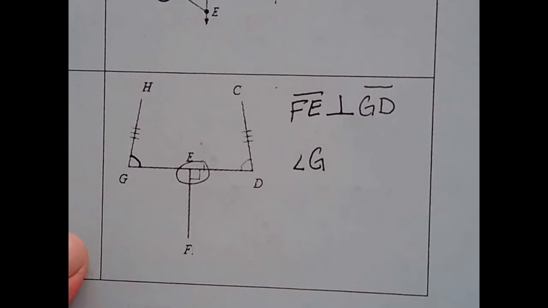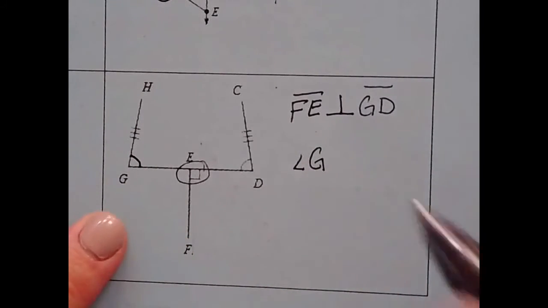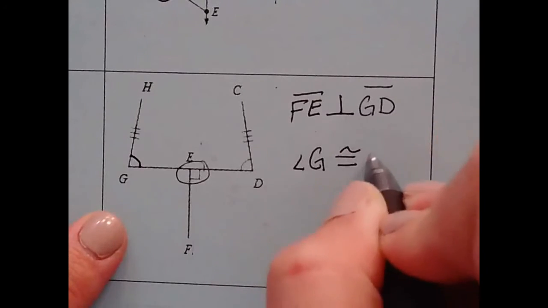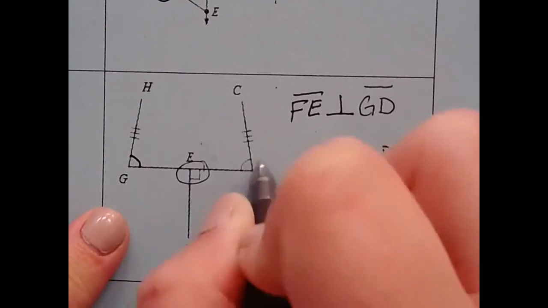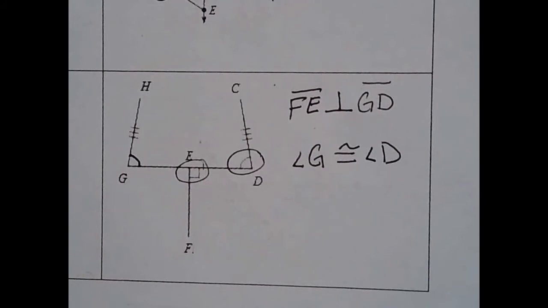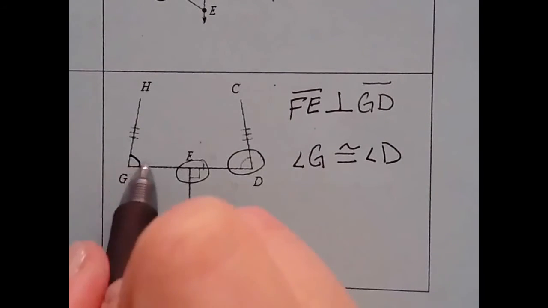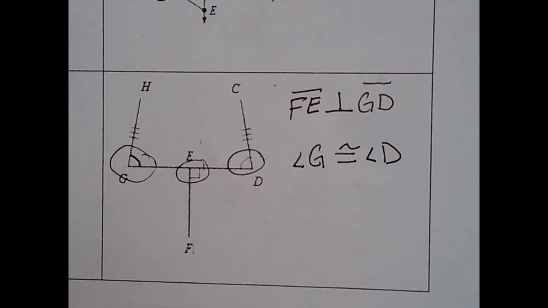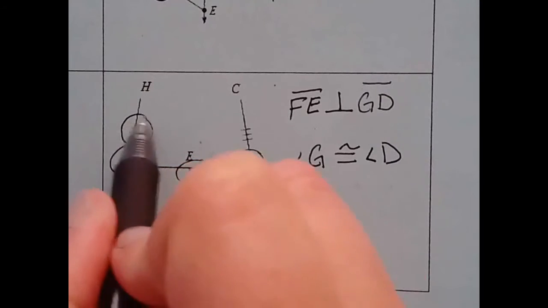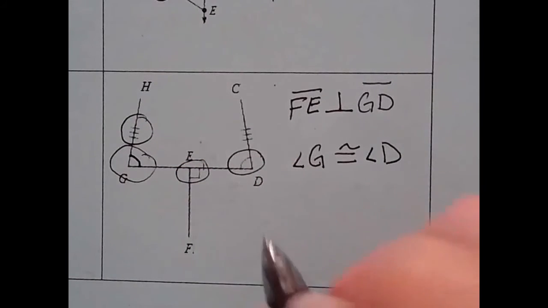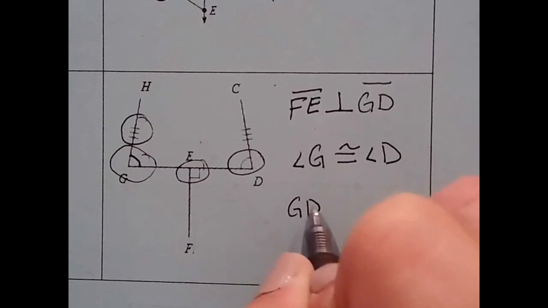The last piece is our segments. We have this marking right here, 3 marks. So segment GD, sorry, that's an H. GH is congruent to CD. Right there. Very good.